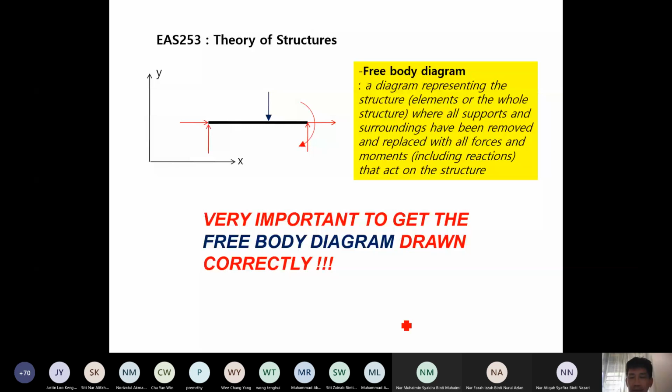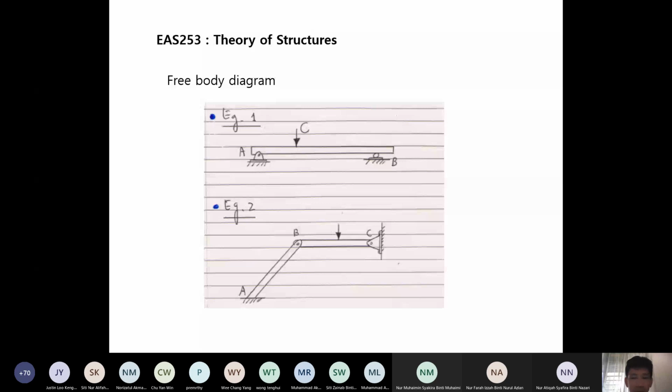Okay, so those are the important messages that I want to emphasize again to you: free body diagram, get it correct. Now I would like to end with this because you have to move to another class. A free body diagram can be drawn depending on what parts you want to draw. It can be the whole structure, part of the structure, or connections. Okay, it's up to you. We can cut the structure into many pieces and draw the free body diagram for that particular piece, or we can consider the whole structure.